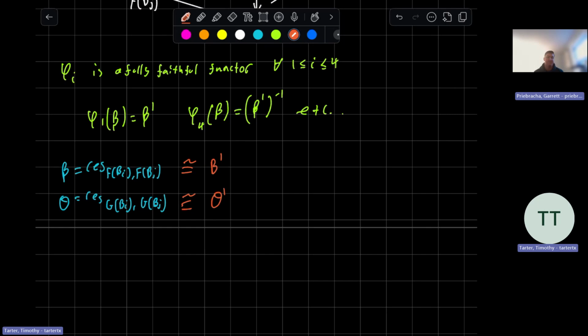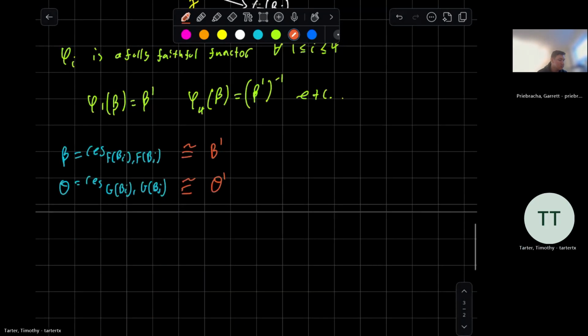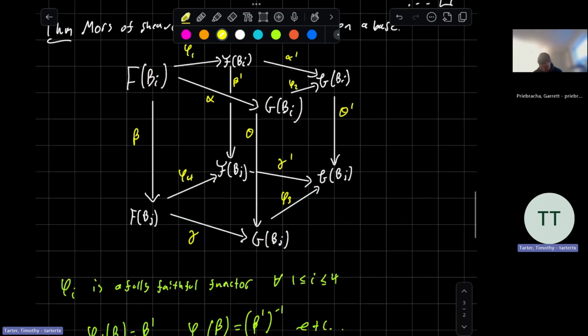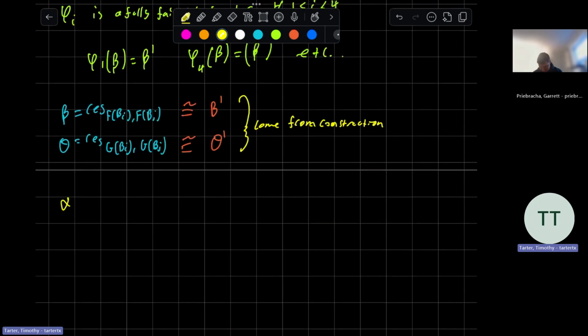And I think the way that we do that is with compatible stalks. So these two come from construction. And then, what do we call them? Gamma and alpha. Alpha, gamma to alpha prime, gamma prime comes from compatible stalks.